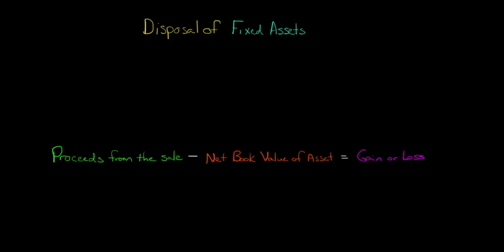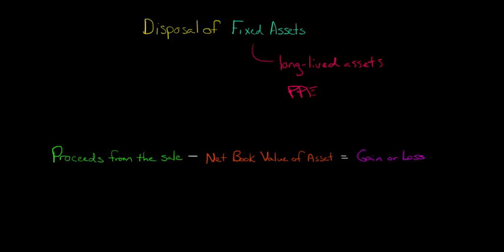In this video, we're going to talk about how to account for the disposal of a fixed asset. Fixed assets are also known as long-lived assets, and they're basically assets that provide value for longer than 1 year for the firm. It could be property, plant, and equipment, or some type of intangible asset. But usually it's PP&E that we're thinking about when we're talking about a disposal.